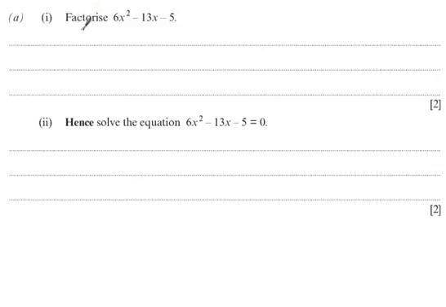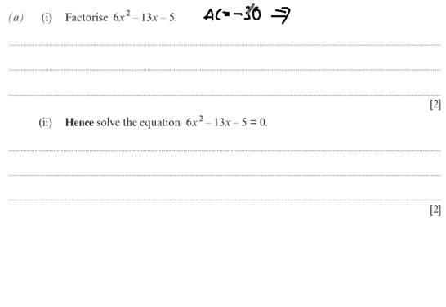So let's look at this question. We're asked to factorise 6x squared minus 13x minus 5. So initially we start by finding factors of AC. AC is 6 times minus 5, which is minus 30. Now what I'm looking for are factors of minus 30 that will give us minus 13.